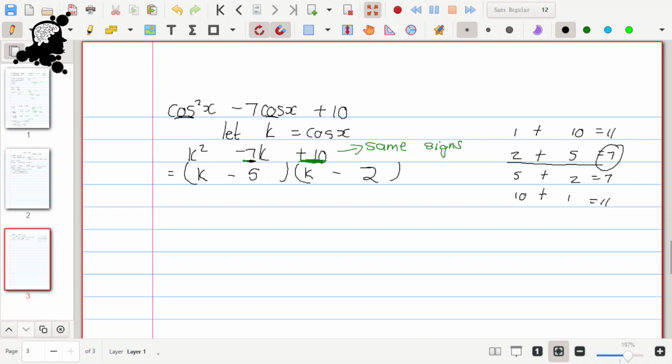Now, initially, our expression did not have k's. So we can go and substitute the cos x back in. So this is going to be cos x minus 5. And this is going to be cos x minus 2. There we are. We are done factorizing this trinomial.